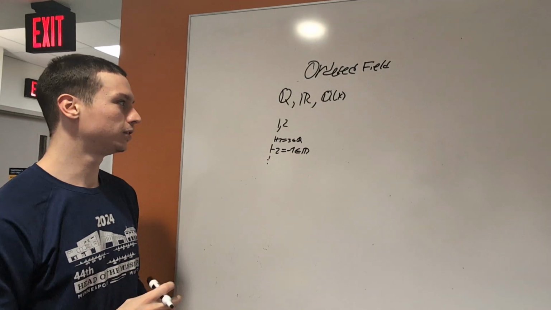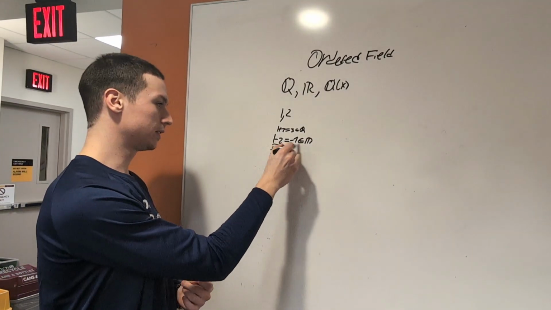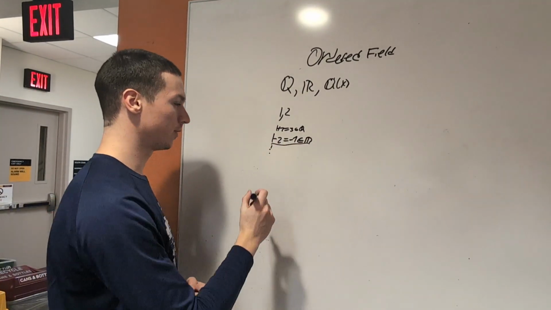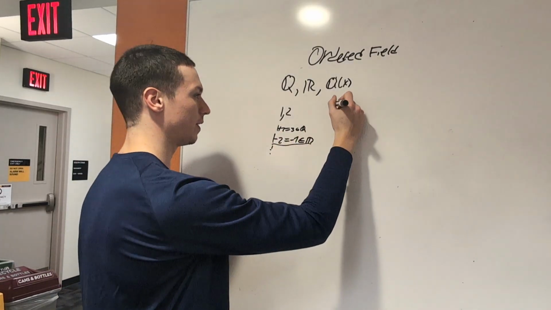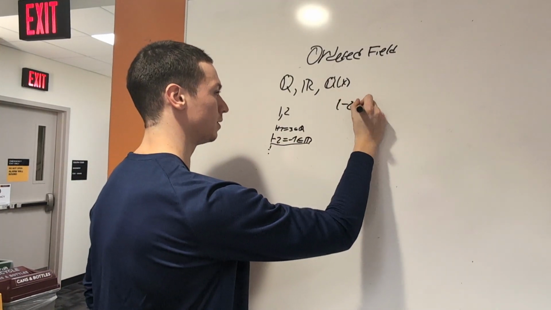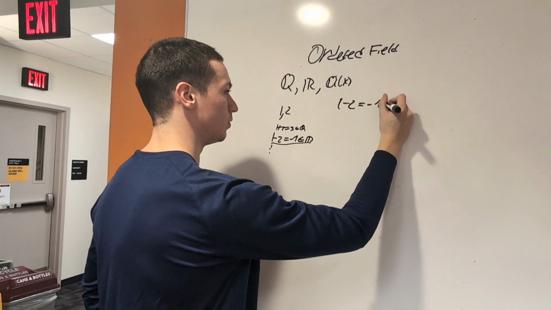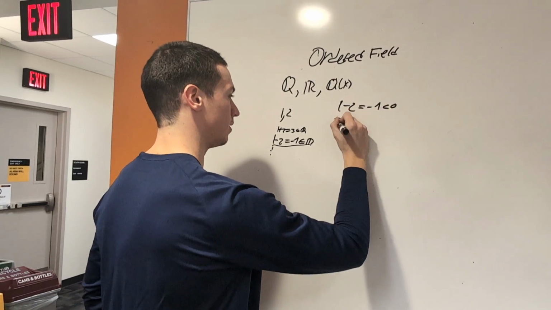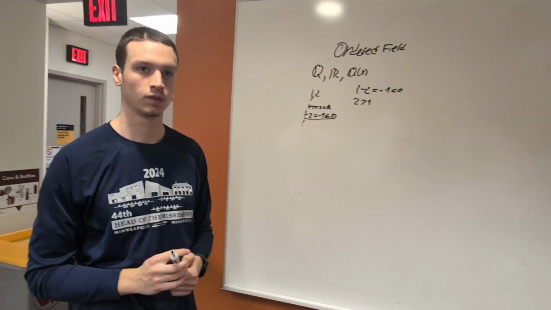If you have an ordered field, to determine the ordering, like in this example here, you would subtract one of them from the other. So you would have, for example, 1 minus 2 equals negative 1, which is less than 0. So you know that 2 is greater than 1.